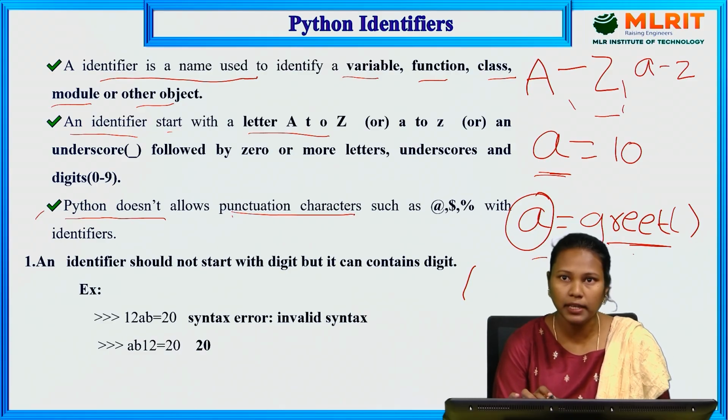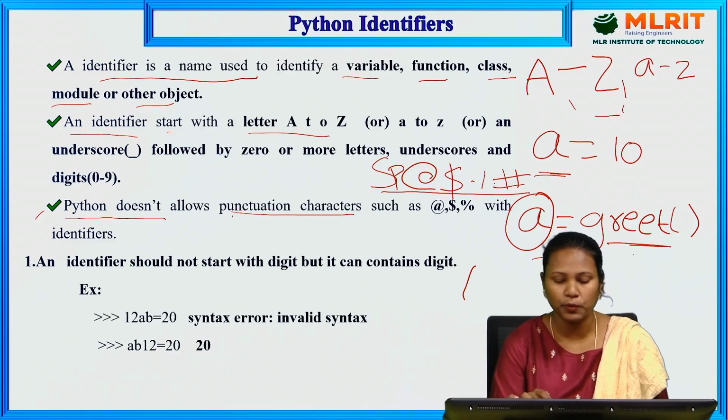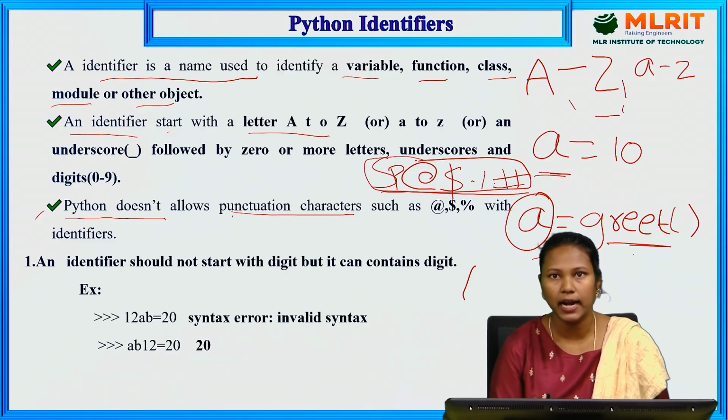The third point is that Python does not allow punctuation characters. Means for defining the identifier, we don't use special characters, like at the rate, dollar or the hash symbol. These types of characters we don't include for defining the identifier.